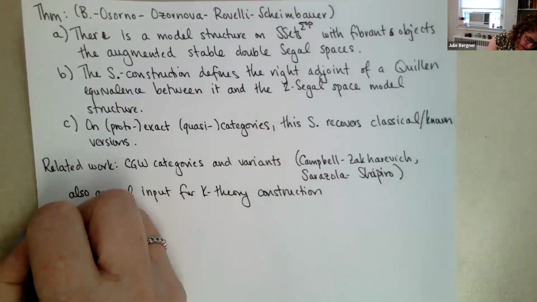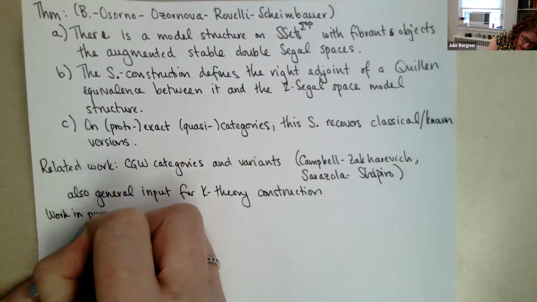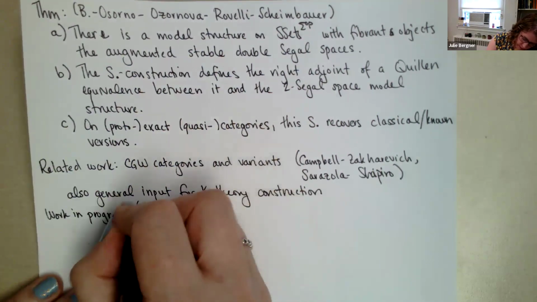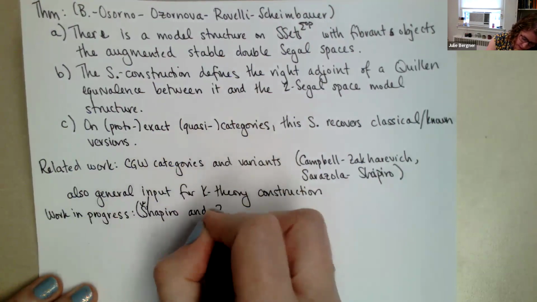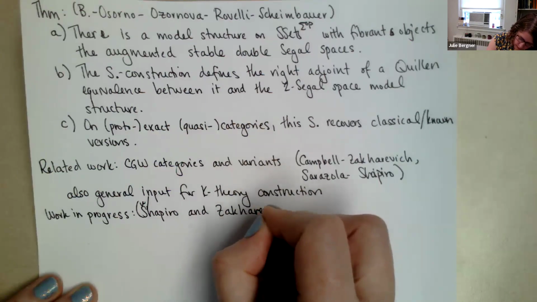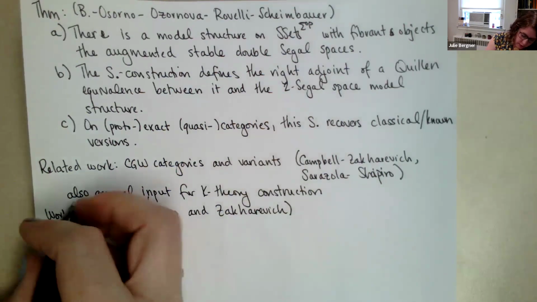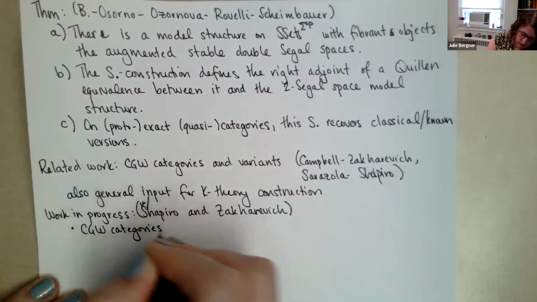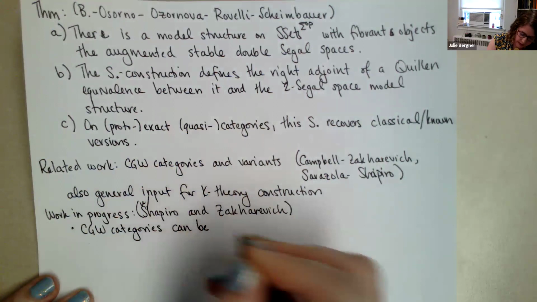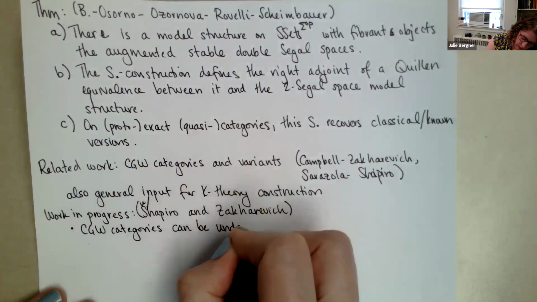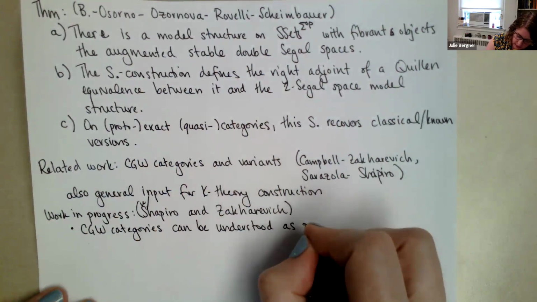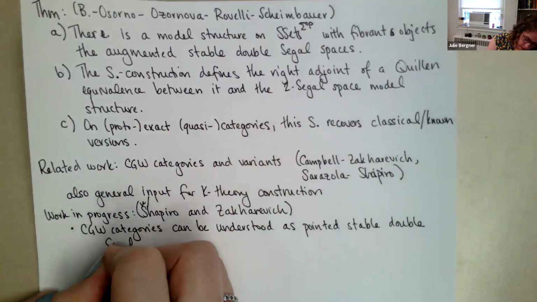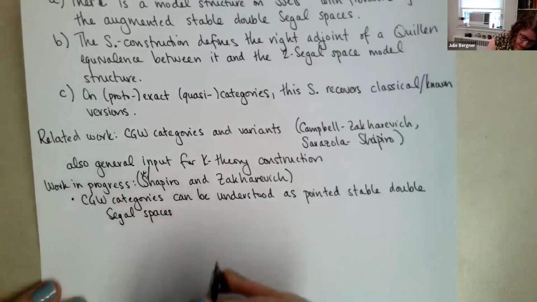And so some work in progress that I'm doing in collaboration with both Brandon Shapiro and Inna Zakharevich is, so what we know is that CGW categories can be understood by some kind of appropriate nerve-like functor as not just augmented, but actually pointed stable double Siegel spaces. And that's the part that we know already.